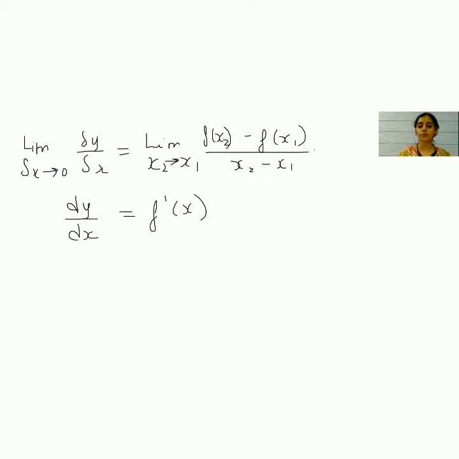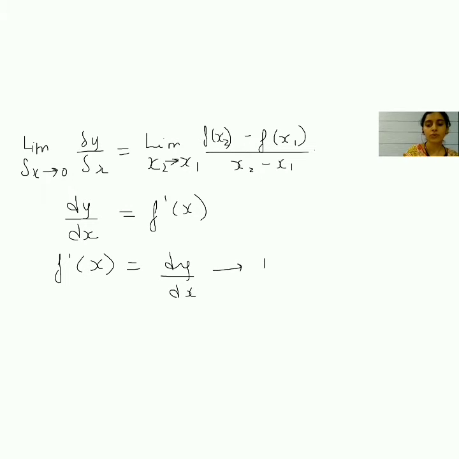So what have we come from? Secant to tangent. What is dy by dx? We just studied in the application that it is the slope of the tangent. So here from secant delta y by delta x, we've come to tangent dy by dx. Now we know two interpretations of f dash of x, that is dy by dx. What are these two interpretations?